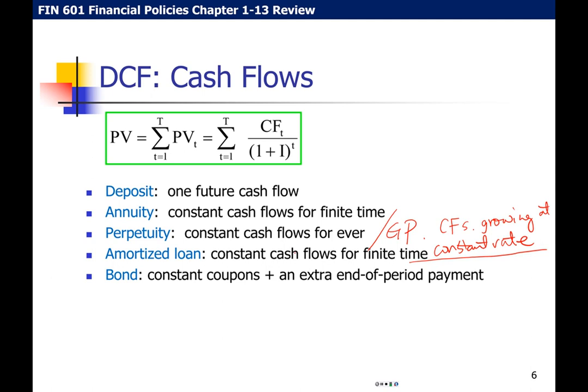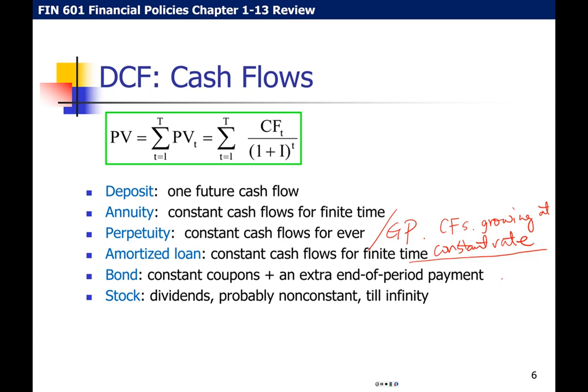And the next one, bond. A bond is just constant coupon payments for a finite time and an extra end-of-period payment. So we usually treat a bond as two cash flow patterns combined. The first one is an annuity for all the constant coupons, and the second one is a one-time future cash flow, just like a deposit. Two cash flows combined.